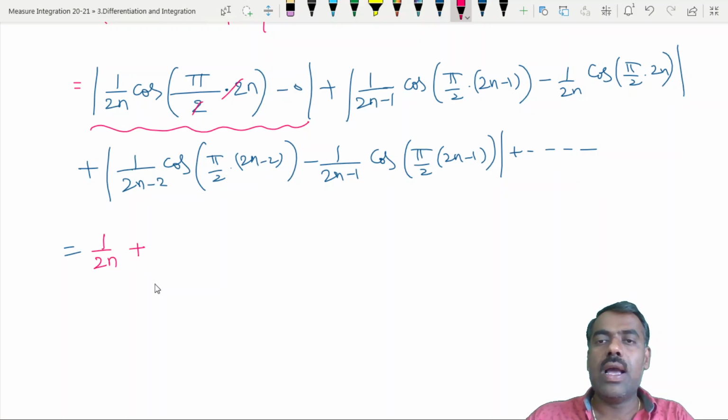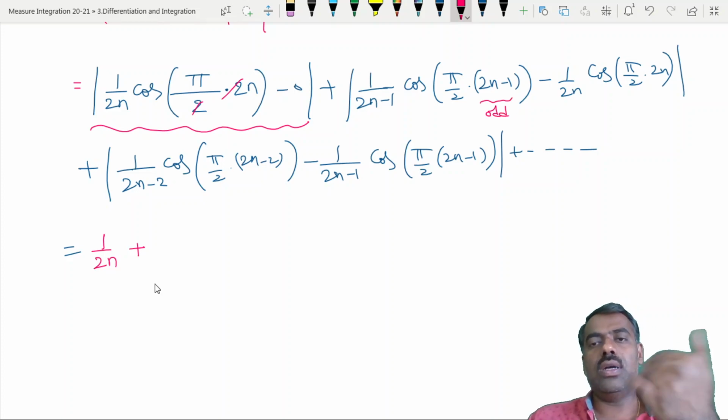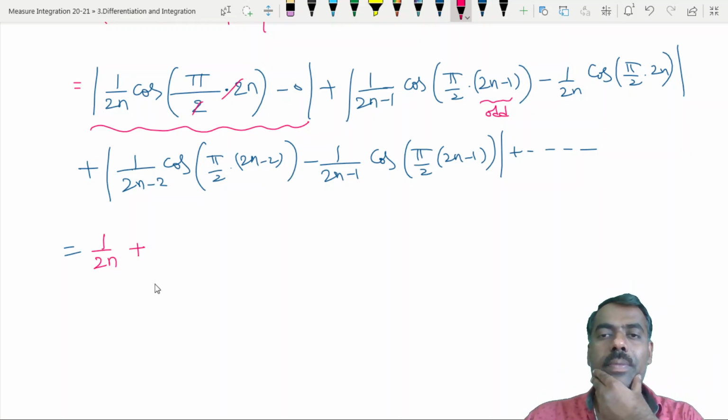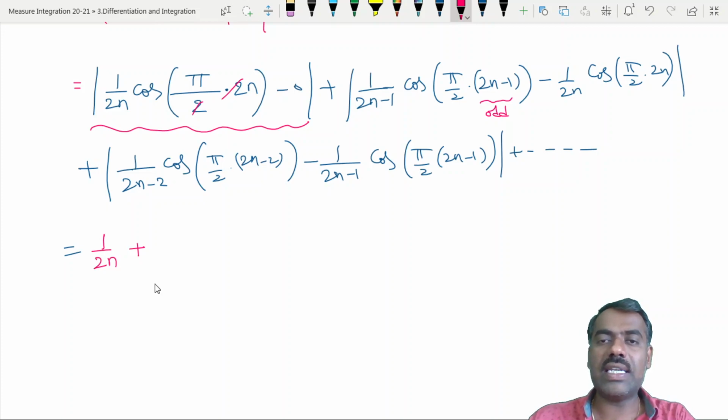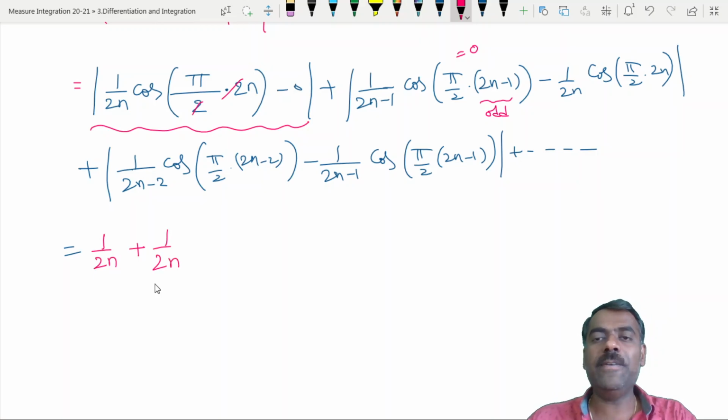Next one, what can you say about this? No matter whether n is even or odd, this value 2n minus 1 is odd. 2n minus 1 is an odd number. So if you have cos m pi by 2 and m is odd, that value is always 0. So this value is 0, and this is nothing but again 1 by 2n. Any problem?